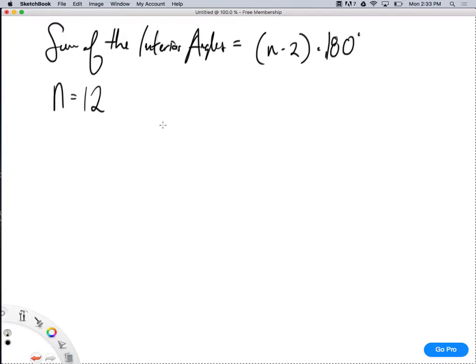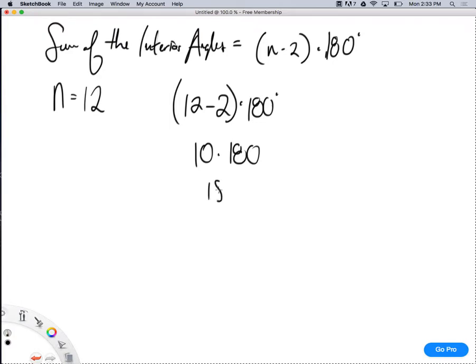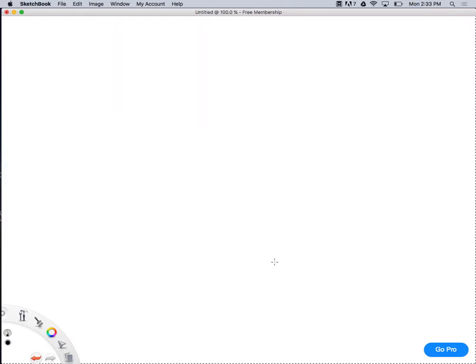So let's take a look. n is 12, so it's 12 minus 2 times 180, which is 10 times 180, which is 1,800. 1,800 degrees. Got it? Any questions? All right, cool. So that's the basic idea.